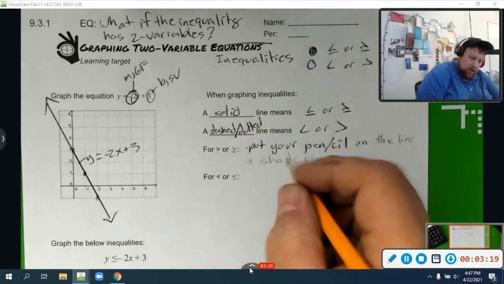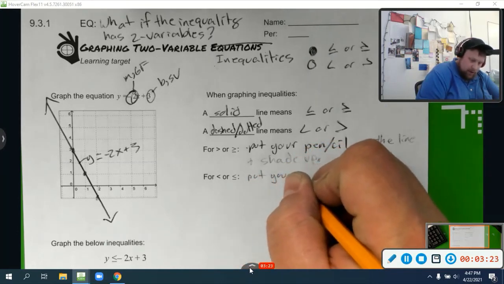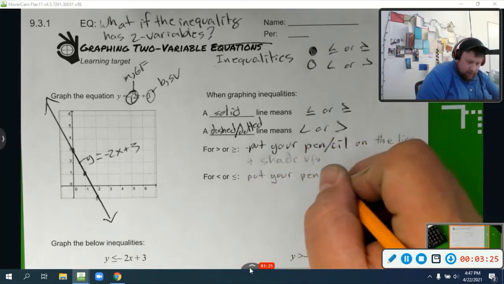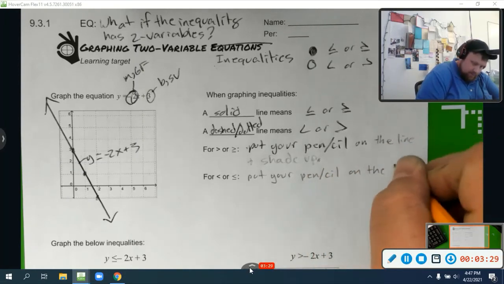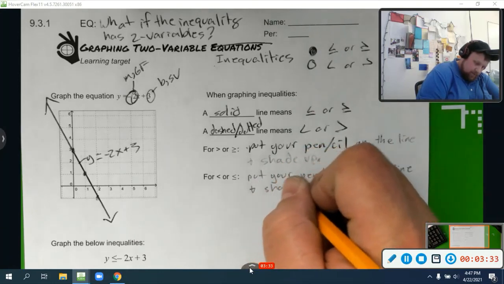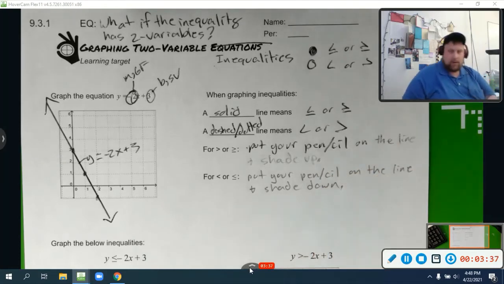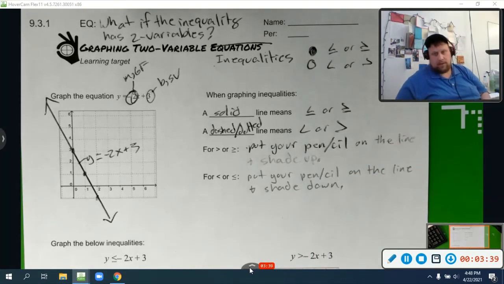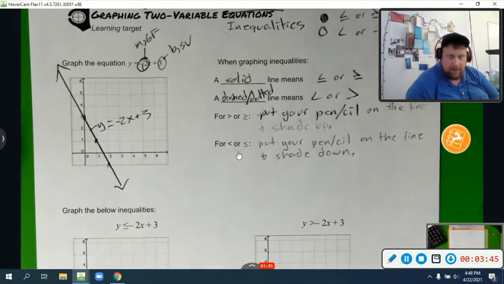For less than or equal to, put your pen or pencil on the line and shade down. Okay? Some of this I'm just defining. You'll see what it means when we go into practice, so let's do some practice.